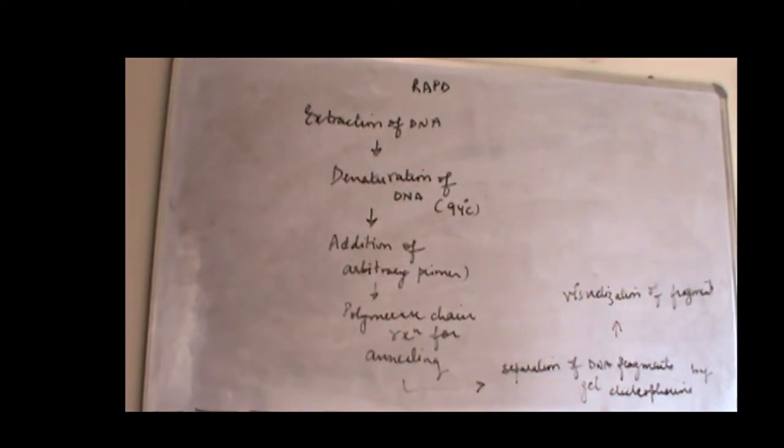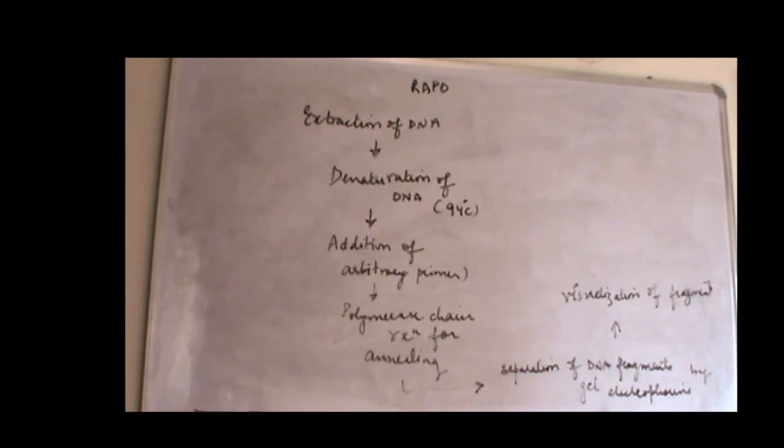Hi guys, welcome back to BioBuddy, and in this video together we will again study random amplified polymorphic DNA, that is RAPD. As you can see, the flowchart is drawn on the board, but this is an even simpler method as compared to the RFLP analysis. So in this video, we just have to listen very carefully to the things I'm telling you.